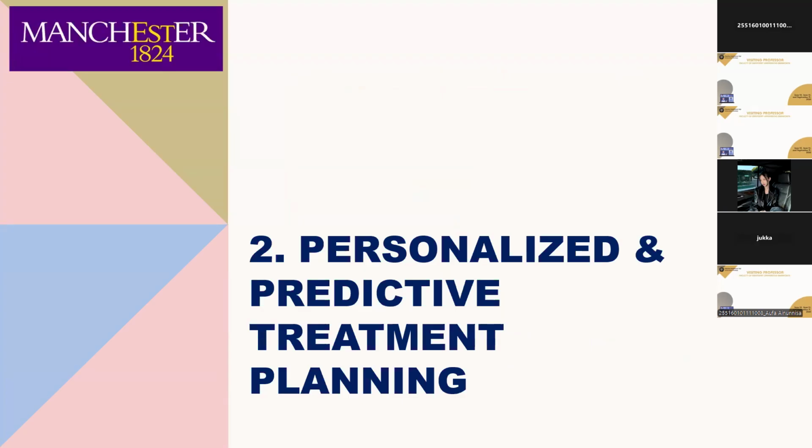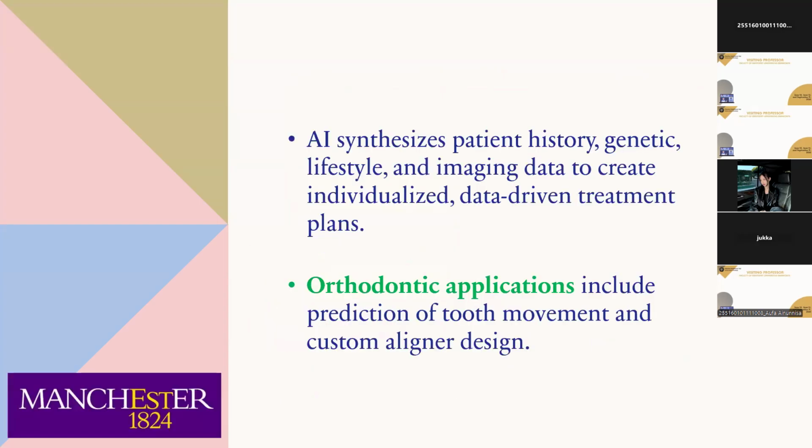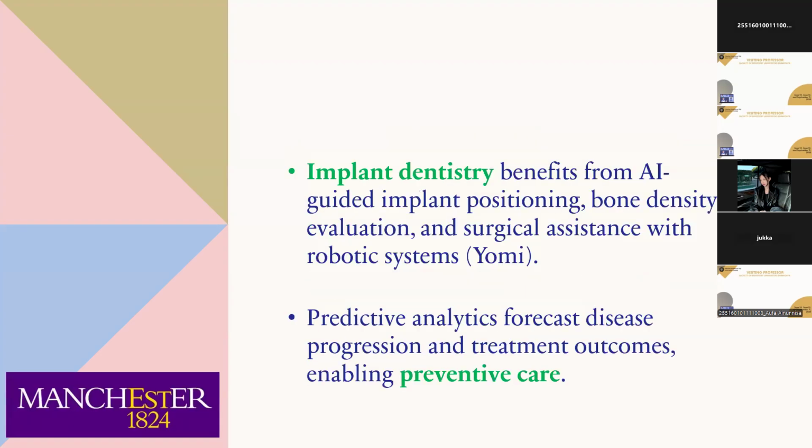So if things go more personalized, so AI synthesizes patient history, genetic, lifestyle, and imaging data to create individualized, data-driven treatment plans. Very much ideal. For example, orthodontic applications could include prediction of tooth movement and custom aligner design. In implant dentistry, the benefits would include guided implant positioning, suggestion how the implant could be positioned, bone density evaluation. This is very much important.